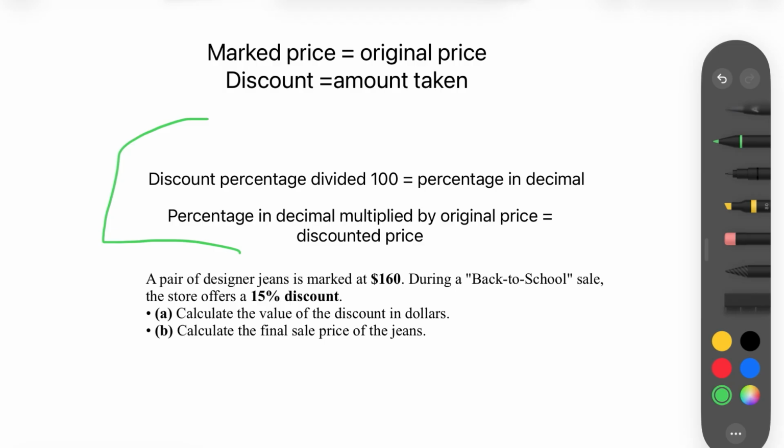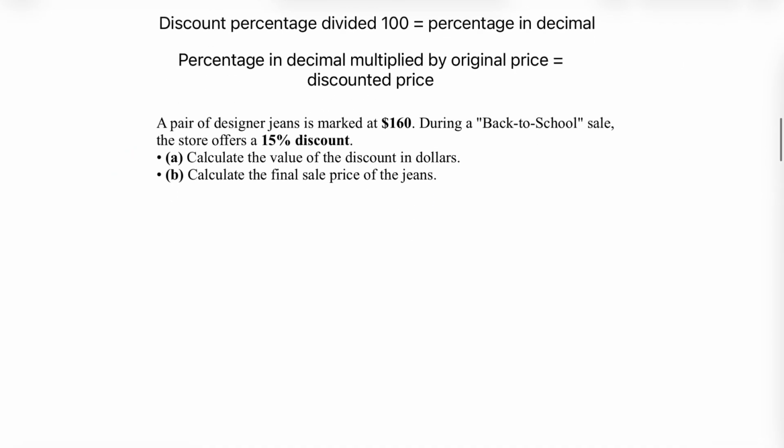Now, when you have the percentage in decimal, then you multiply it by the original price, and then you will get the discounted price. So we're trying to find the discounted price. Now, before you say that this is confusing and I'm boring you and the CXC boss is losing his touch to explain correctly, let us do this question right here and show you how easy it is.